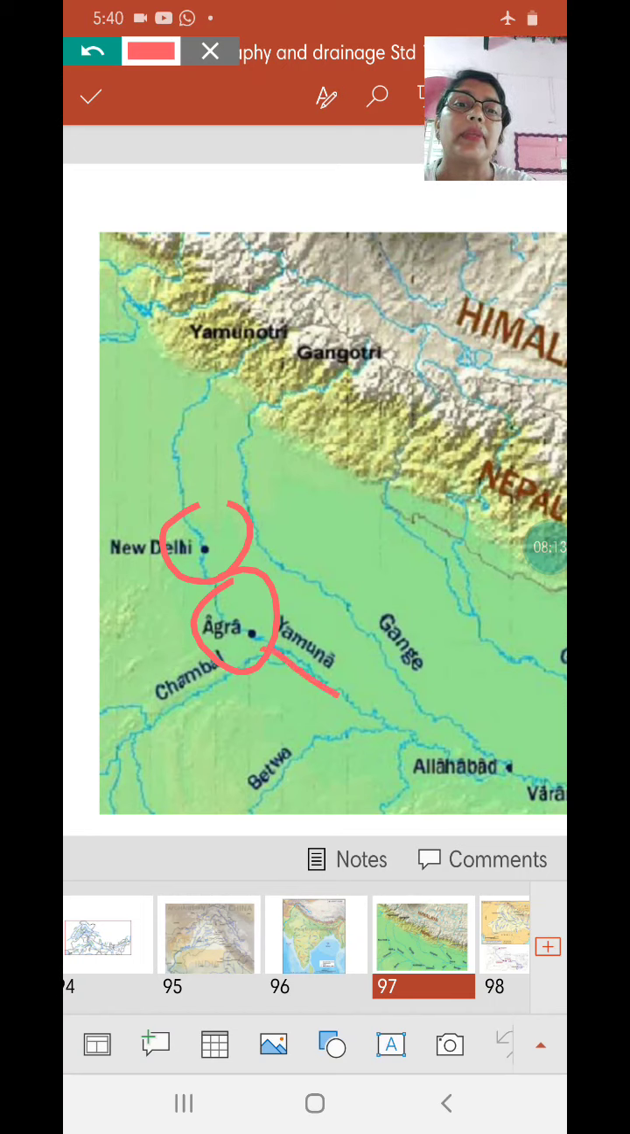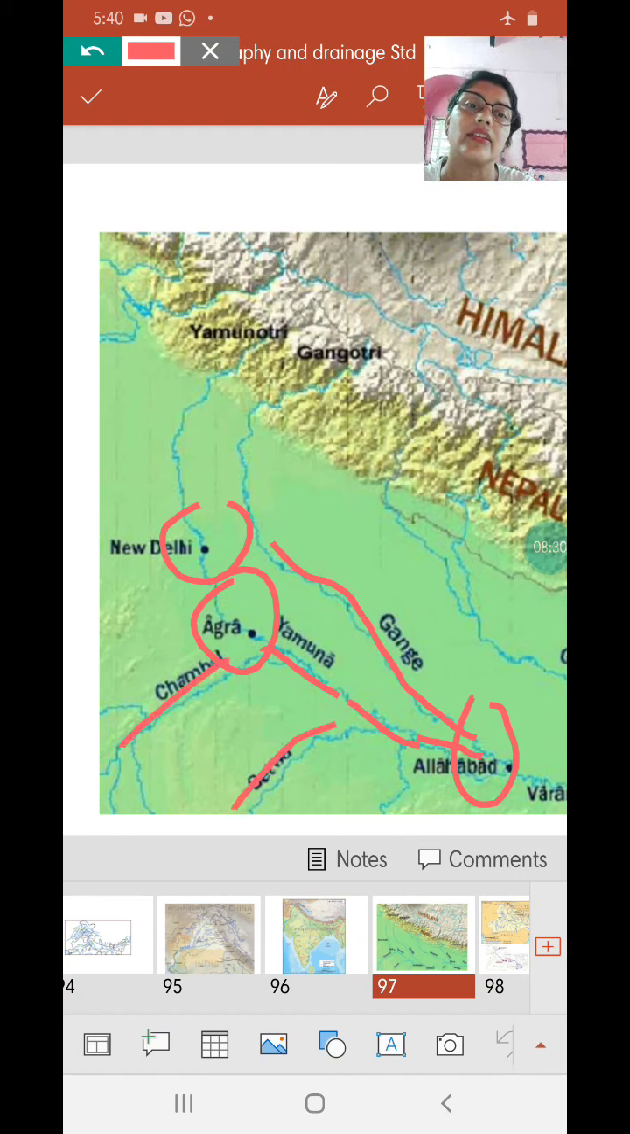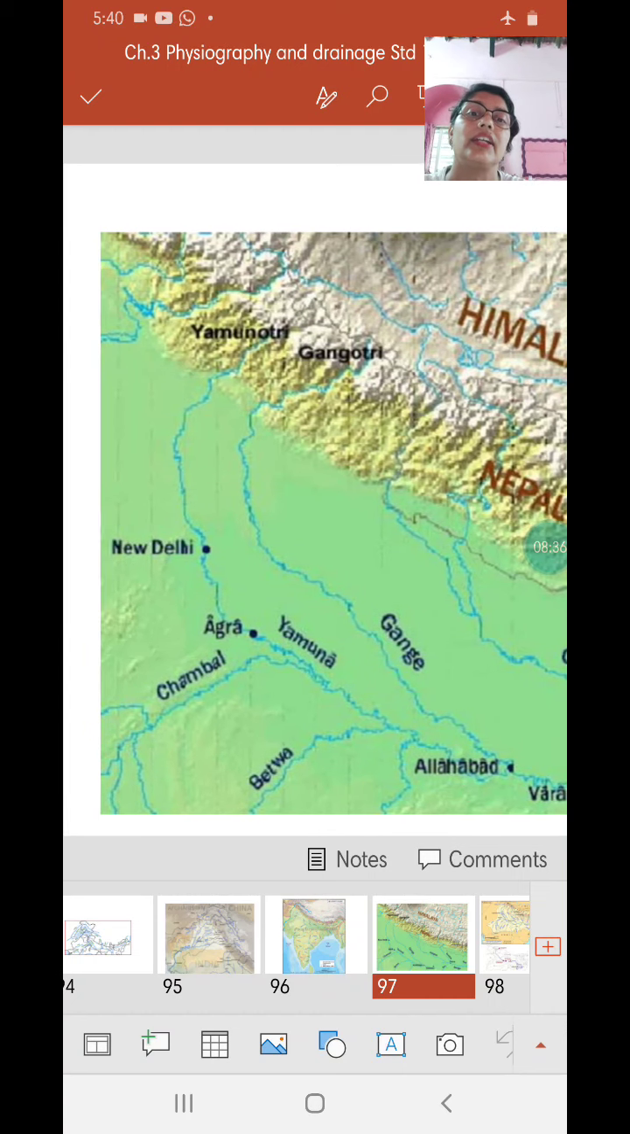Now, Yamuna meets Ganga at Allahabad. But before meeting river Ganga at Allahabad, it is joined by many tributaries. These are Chambal, Betwa, Ken, some major ones, and Sindh. These are major tributaries which are joining river Yamuna.